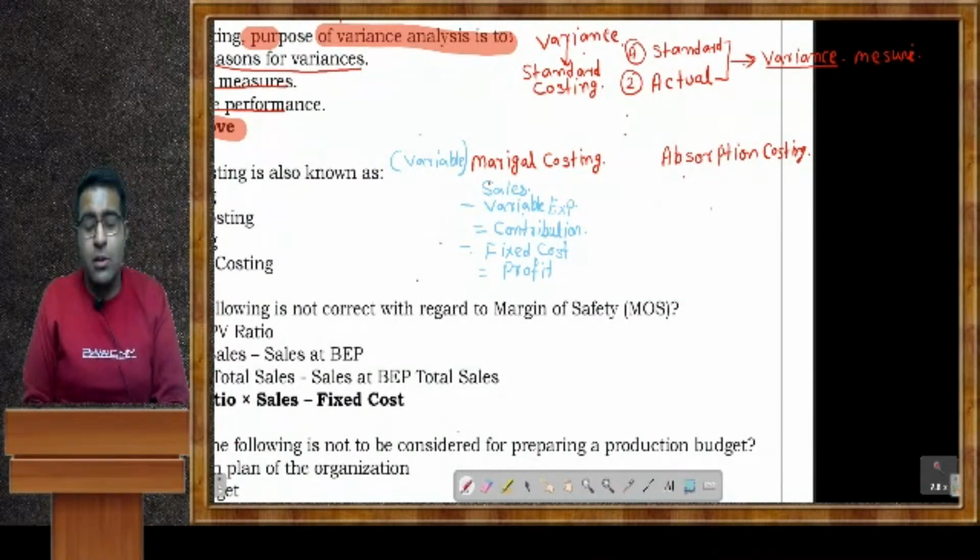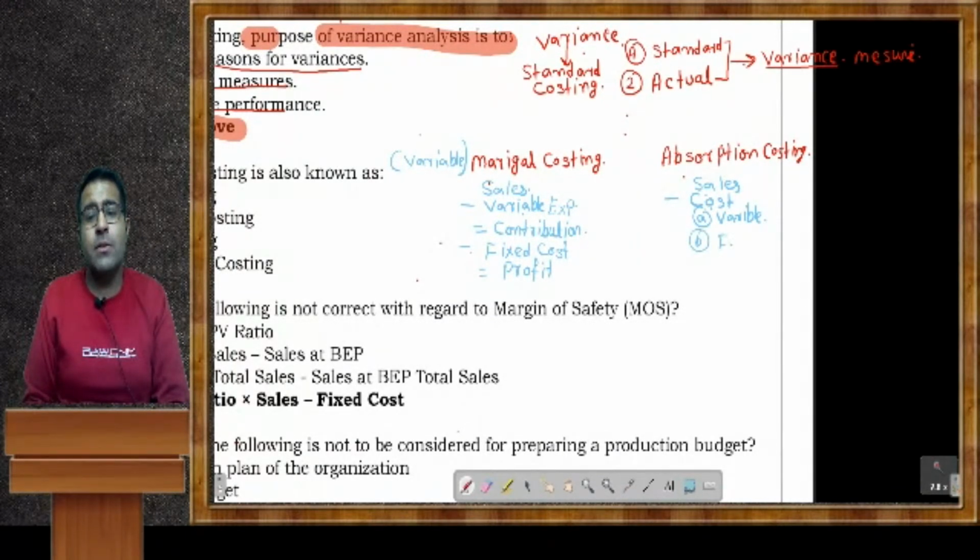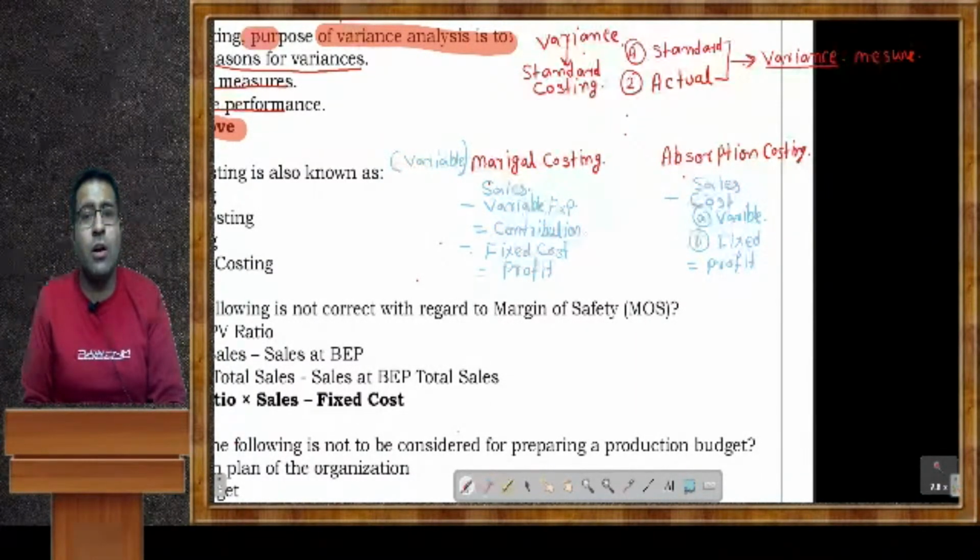In absorption costing, from sales we have to deduct all types of cost, either variable or fixed. When we deduct all the costs from sales, then we get profit. In the absorption costing method, there is no difference between variable cost and fixed cost. In this, fixed costs are also charged as per the production.